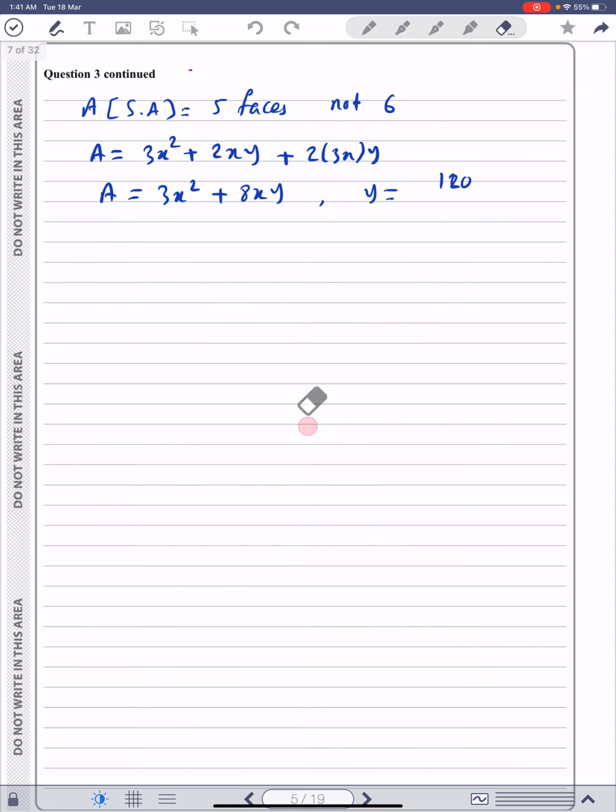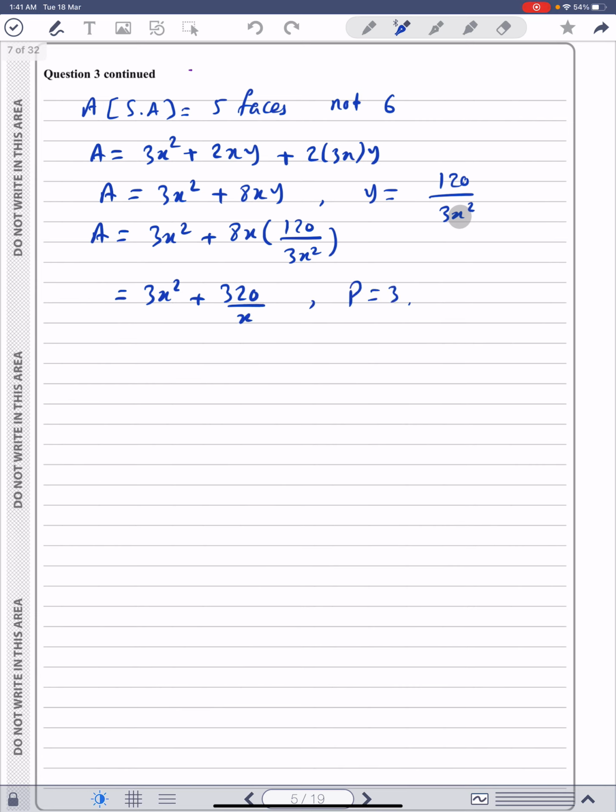And here is the help that we are talking about, the assistant: by replacing y by this in terms of x, getting A equals 3x squared plus 8x times 120 over 3x squared. If you are not fast in numbers, guys, use the calculator. 120 over 3 is 40 times 8, 320, x with x squared over x. Getting P is 3, Q is 320.